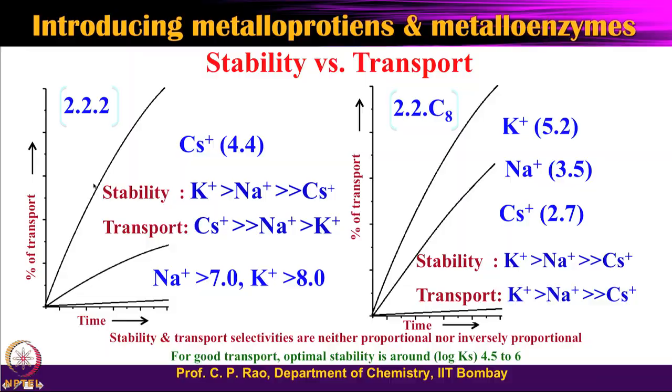They can be passive transport, they can be active transport. We have seen all of those parameters. Let us look at one highlight example here. One of these curves shows the sodium transport by a particular molecule called 222 cryptand. That is 2 oxygens in one linker, another 2 oxygens in the second linker, 2 oxygens in the third linker besides the nitrogens, and this is called 222. In the case of 222, sodium will have a very high binding, greater than log K of 7. Potassium is greater than 8, and cesium has a log K of around 4.